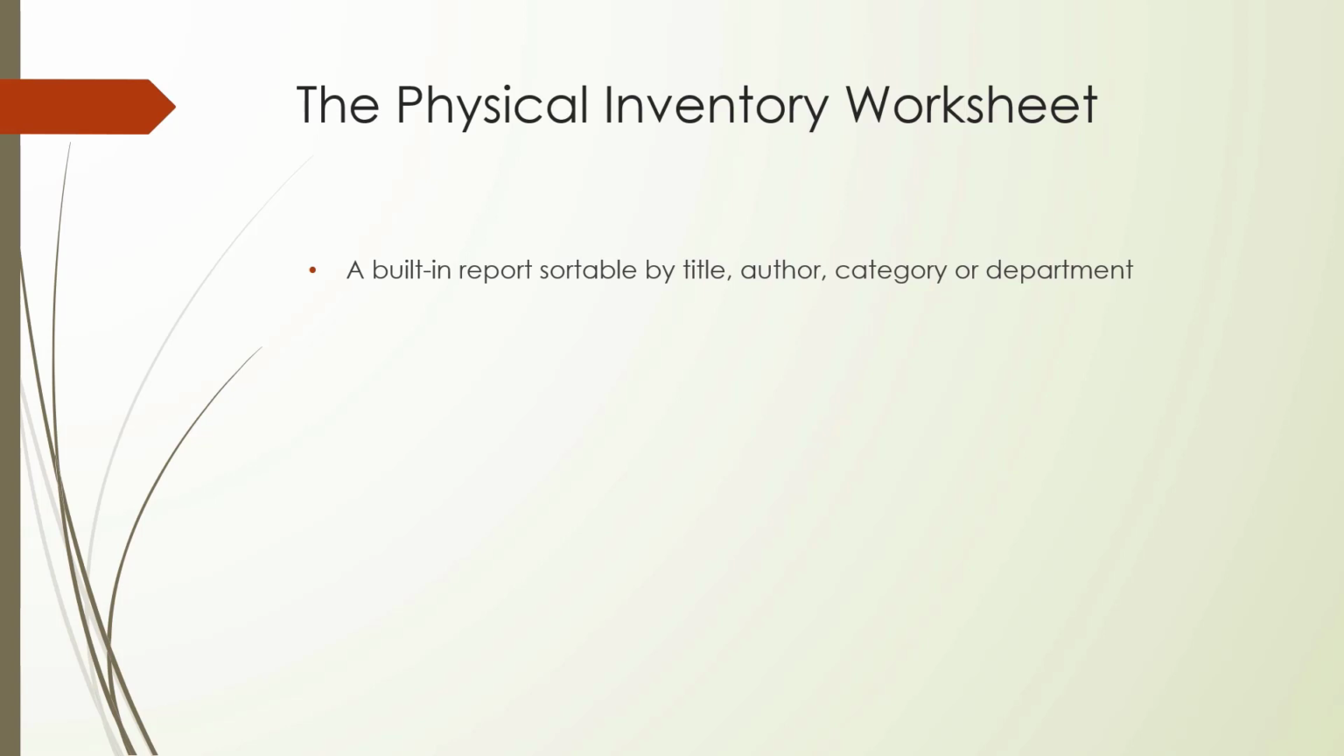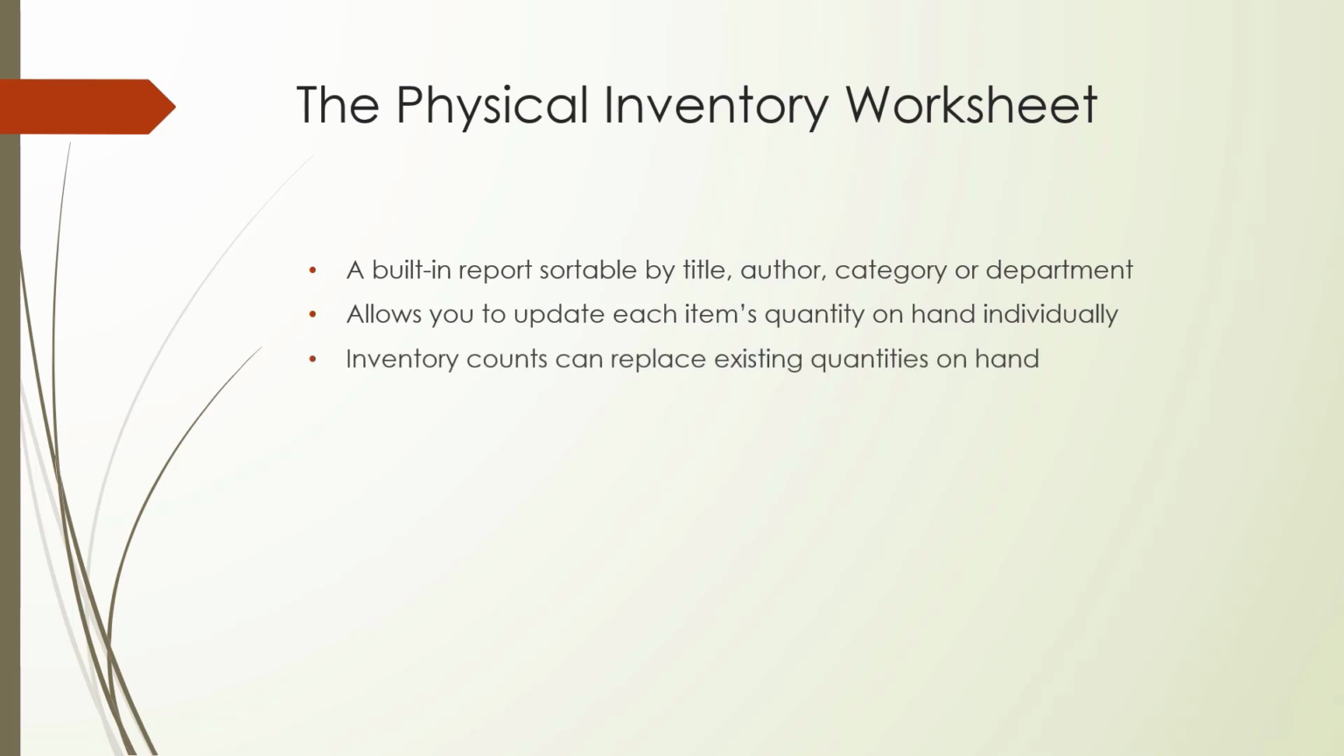It is a built-in report, and like other Booklog reports, it is sortable by title, author, category, and department. The Physical Inventory Worksheet is an interactive report, which means you can enter information into it that changes existing information in your system. The Physical Inventory Worksheet will show you the existing quantities on hand Booklog has for each of your items. Then it will allow you to enter new counts that will replace those existing quantities. These counts replace existing quantities on hand so that your new counts correct the old ones.